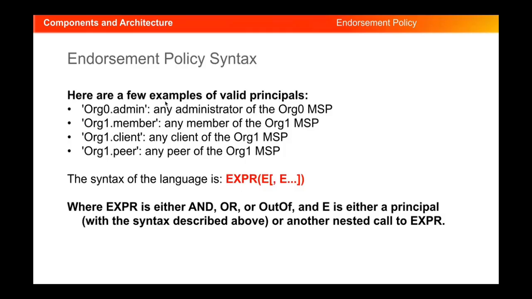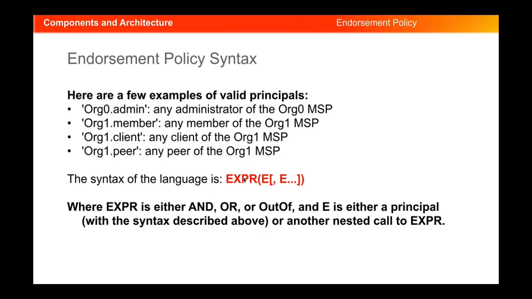Now let us look into a couple of examples. Here are a few examples of valid principals. org0.admin means any administrator of organization 0 which is holding that corresponding MSP. And org1.member means any member of the org1 MSP. And org1.client means any client of the organization 1 MSP. org1.peer means any peer of the organization 1 MSP.